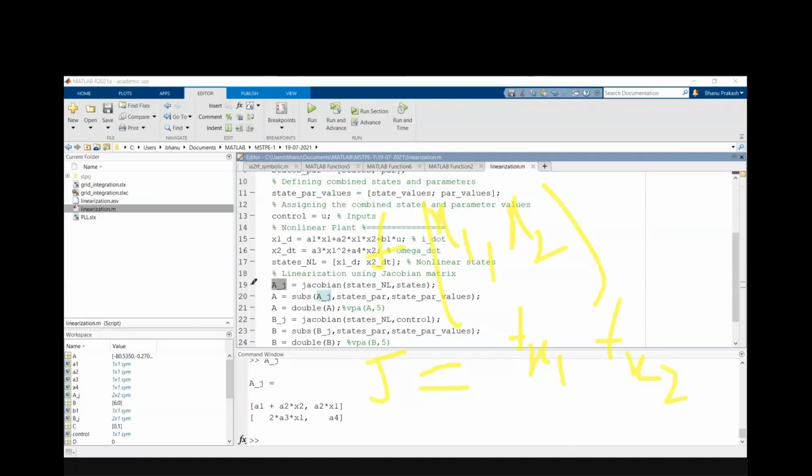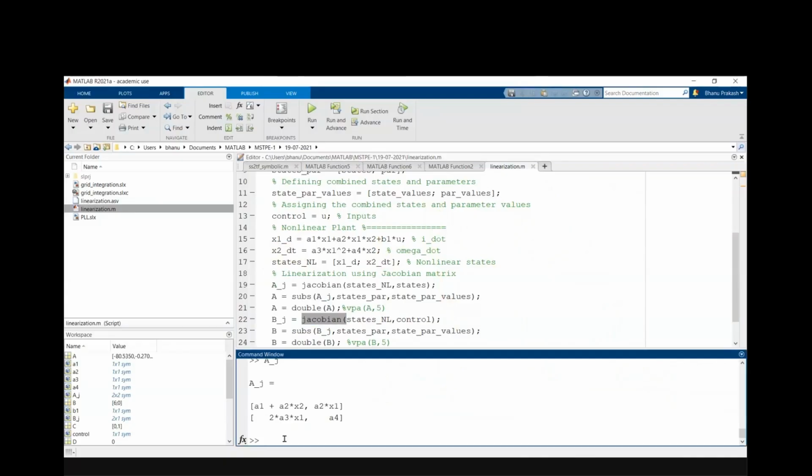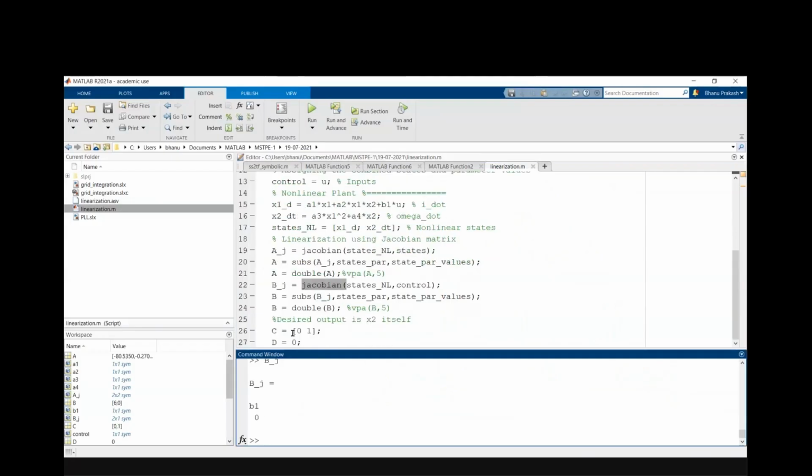Here, there are two equations. One is x1 dot and x2 dot. So there are two equations. These two we are going to get the output here. Similarly, for Jacobian matrix B, I'll get it in the same way, but I think a constant value will come. B underscore J, only B1 will come. Because you are differentiating U with respect to U, you'll get 1. So you'll directly get B of J as B1. So this is my matrix B.